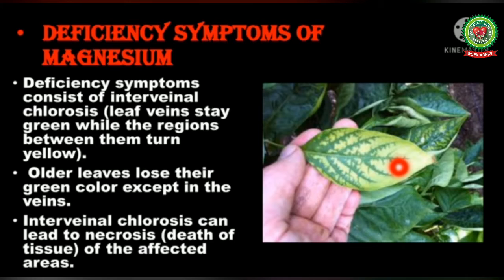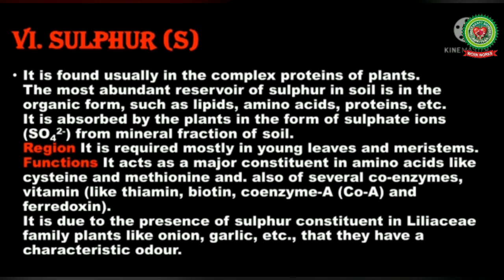Sulfur. It is found usually in complex proteins of plants. The most abundant reservoir of sulfur in the soil is in organic forms such as lipids, amino acids, proteins, etc. It is absorbed by the plants in the form of sulfate ions from the mineral fraction of the soil. It is required mostly in young leaves and meristems.